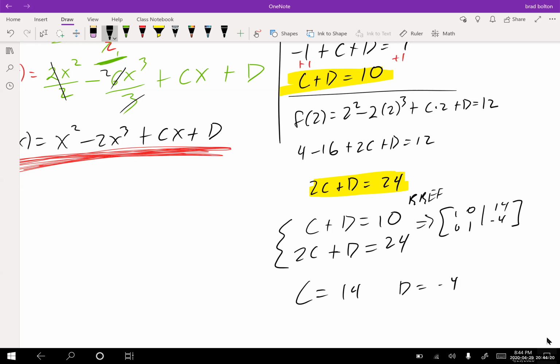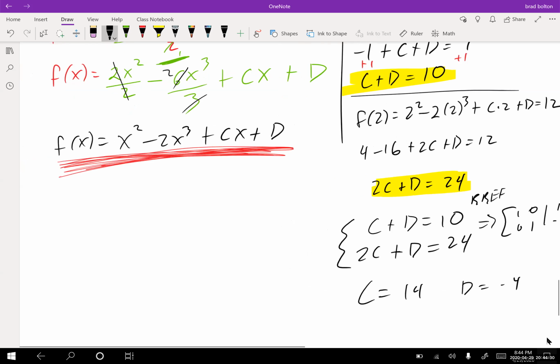So you could just do substitution and solve for C, or you could do elimination and do it just as well. That's just as easy. But now we know C is 14 and D is negative 4. So now we can officially find our true f of x, x squared minus 2x cubed plus 14x minus 4.